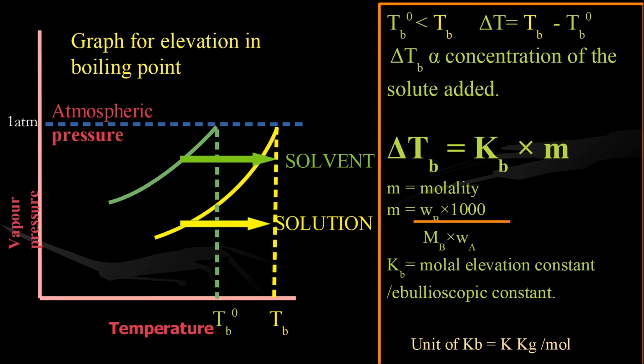So, you can write that the change in the boiling point, or the elevation in the boiling point, delta Tb is equal to Kb into m, where m is the molality of the solution, and from our previous class you already know that m is equal to Wb into 1000 by Mb into Wa. But here we have come across a new proportionality constant, that is Kb. The Kb is called the molal elevation constant or the ebullioscopic constant. The unit of Kb is as given here, Kelvin kilogram per mole.